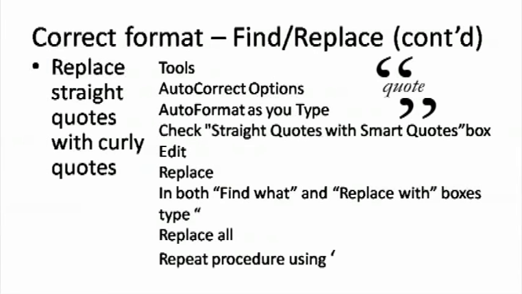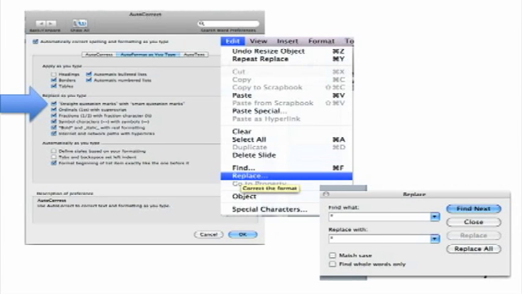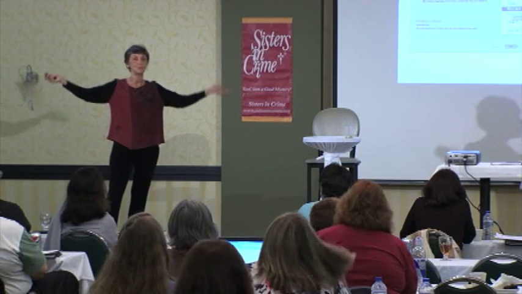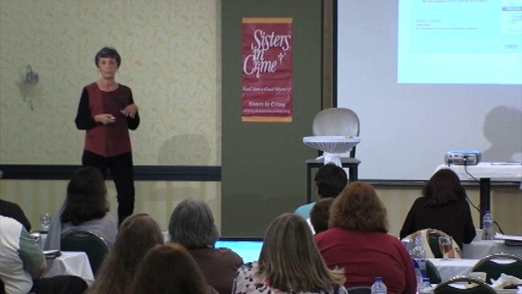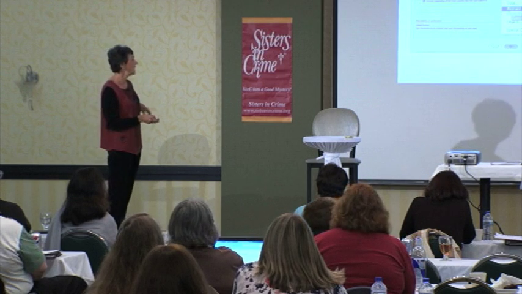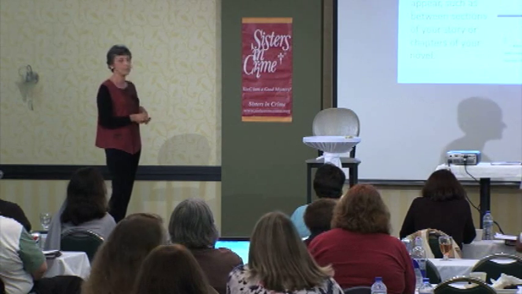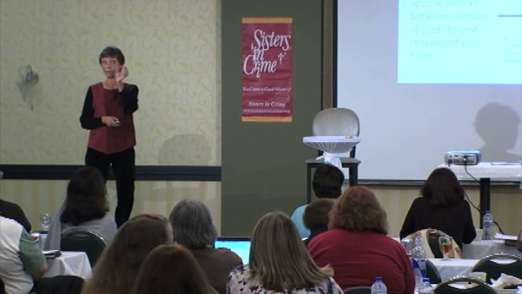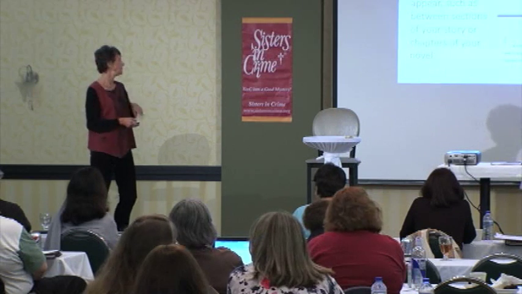And then what you do is, on this autocorrect thing, you make sure that this box is checked, single straight quotes replaced with smart quotes, and then you just do find and replace and put a quote mark in each one, and it just goes through the whole manuscript like magic and changes all the straight quotes to curly quotes. And then, alas, you have to do the same thing for your single quotes, like the quotes that are inside.